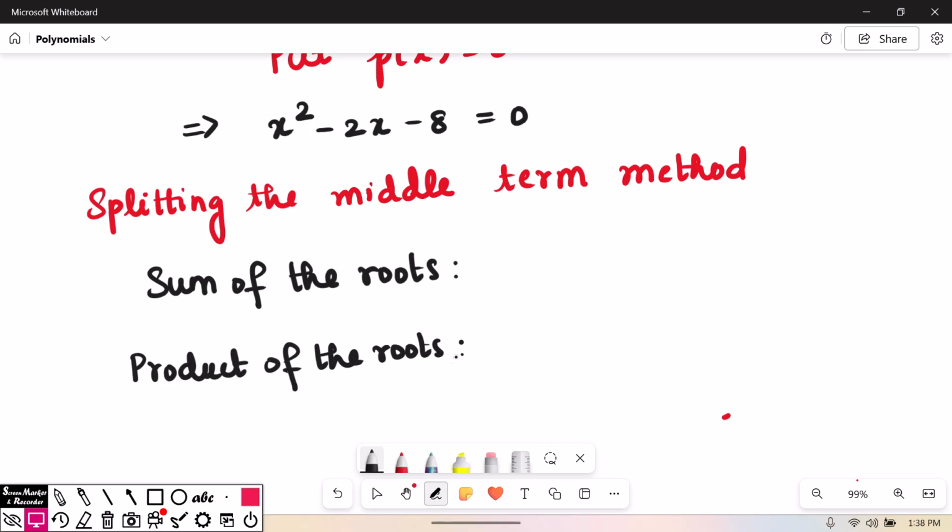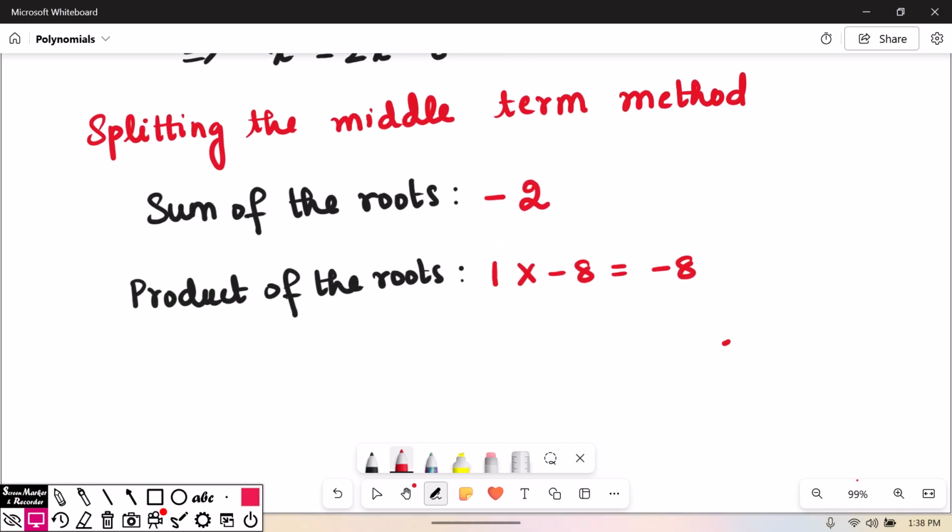So how do we find the sum of the roots? The sum of the roots is nothing but the coefficient of x. So what is the coefficient of x? Minus 2. And the product of the roots is found by taking the coefficient of x square and multiplying it with the constant term. So my coefficient of x square is 1, multiplied by minus 8, I get minus 8. So the sum is minus 2 and the product is minus 8.